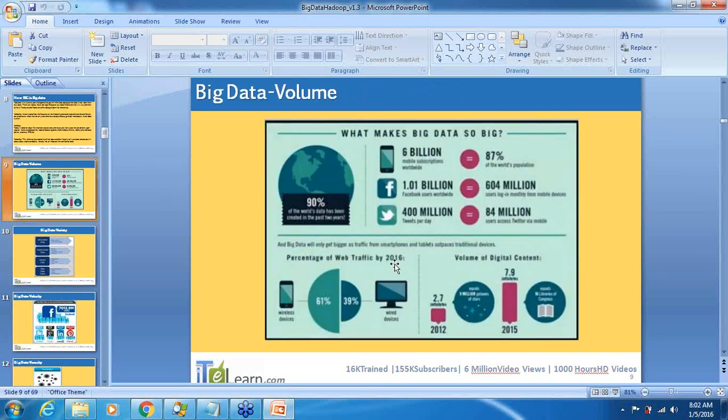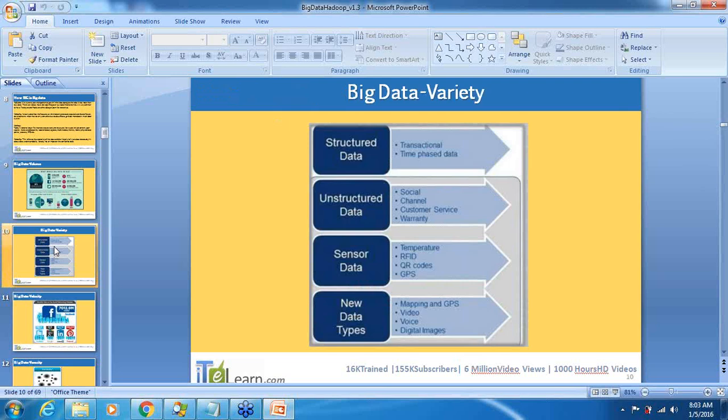This particular slide is talking about the amount of growth, or volume. You can see 1 billion users currently being accessed. If you take Twitter, 400 million. Likewise with other tools, there is a huge volume of data being added via social networking sites.